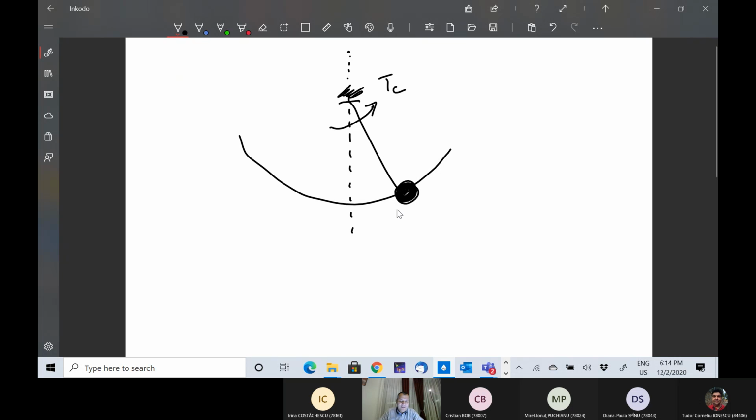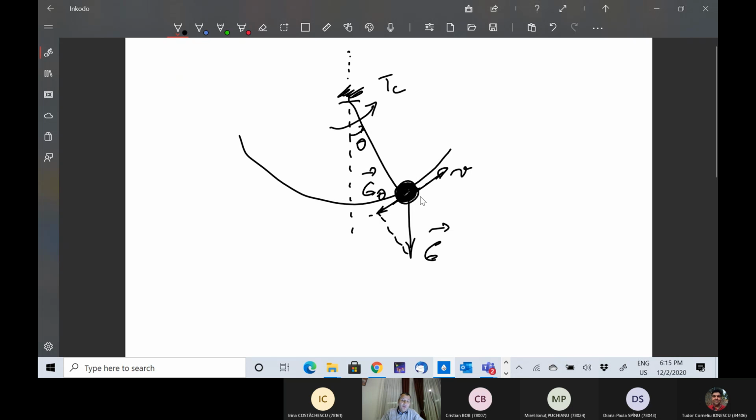The forces which act on this mass are, on one hand, the tangential component of the weight, and on the other hand, we could also imagine that if you go in this direction, the tangential speed is like that. This is g theta, where theta is this angle, right?